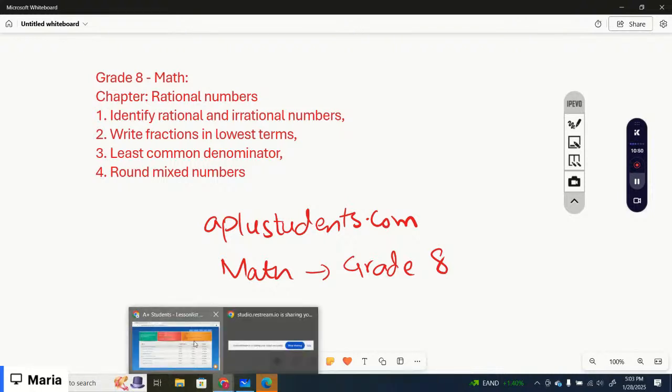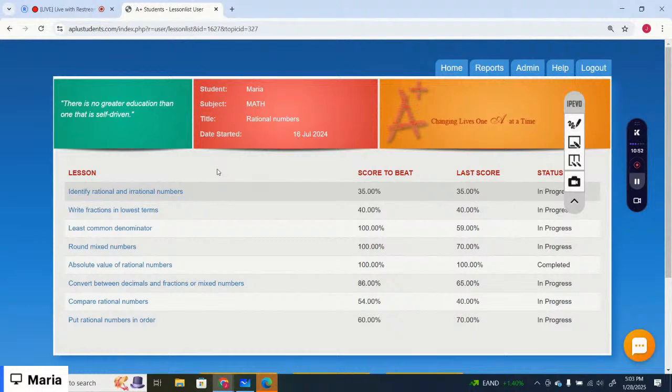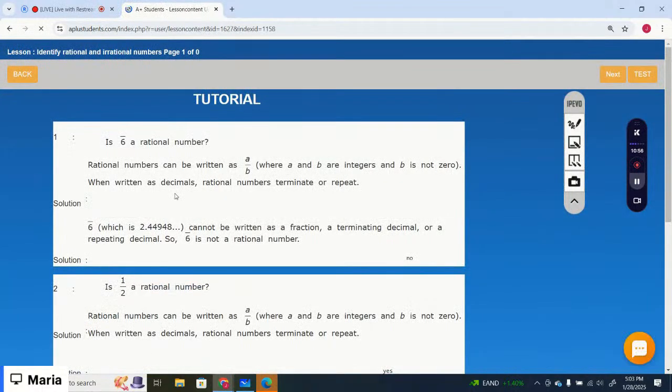Here I'm on grade 8 math. We're going to start with the chapter rational numbers. Let's start with the first lesson, identify rational numbers and irrational numbers. Rational numbers can be written in the form a by b, where a and b are both non-zero numbers. When written as decimals, rational numbers terminate or repeat.